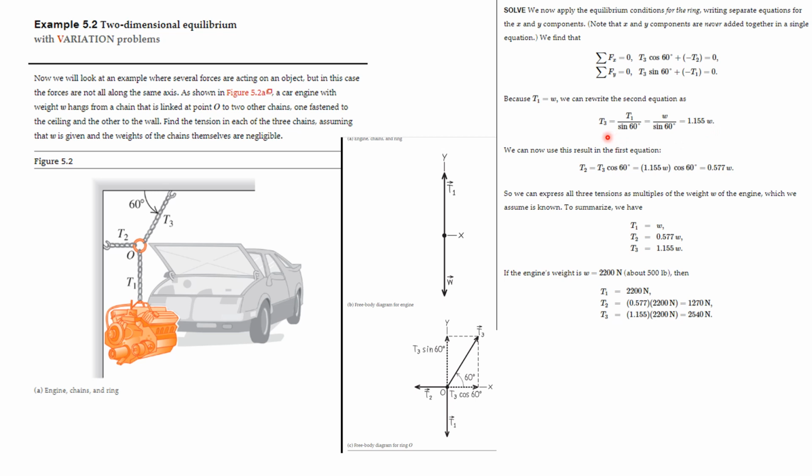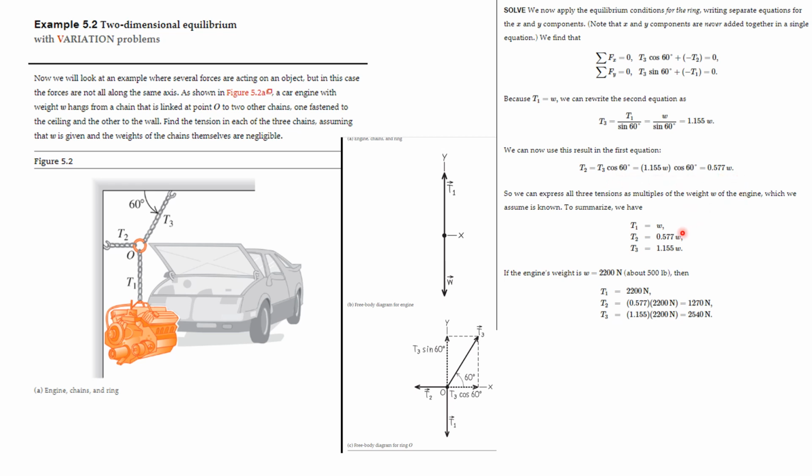Now that tells us what T3 is. So we can substitute that for T3 into the other equation. And so we have that T2 is equal to T3 cosine theta, because we already had that definition.